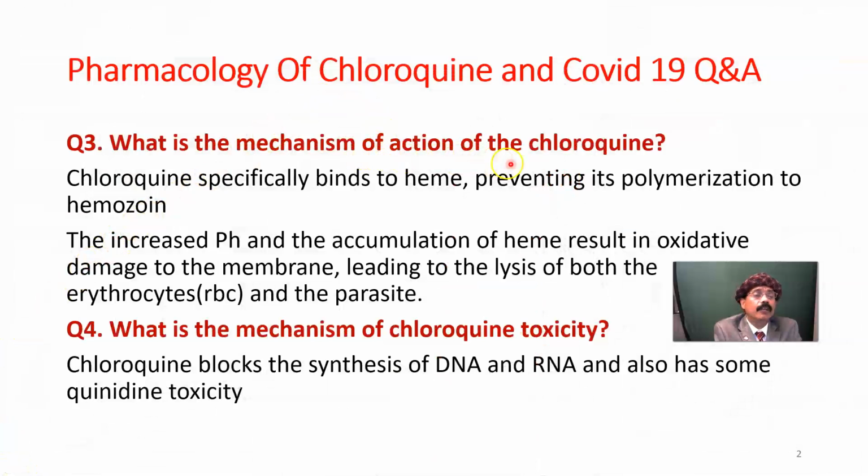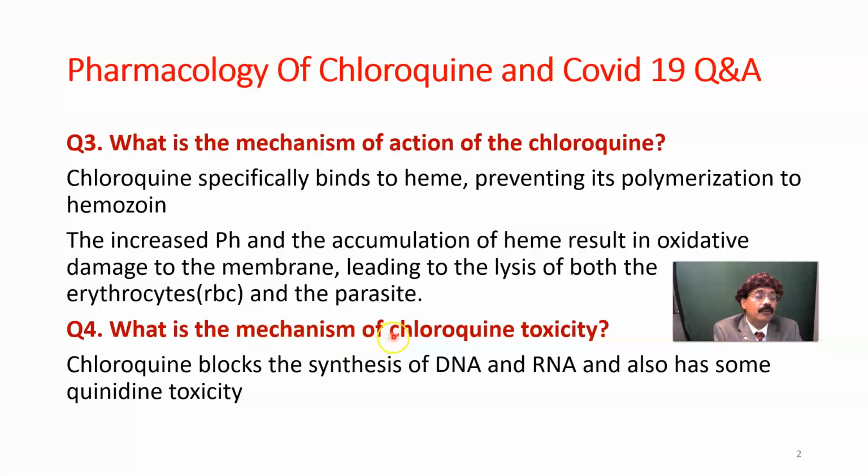What is the mechanism of action of chloroquine? Chloroquine specifically binds to heme. Heme is a part of hemoglobin. Hemoglobin is a part of the RBC that carries oxygen. Chloroquine prevents polymerization of heme to hemozoin; heme cannot be converted into hemozoin. The increased pH and accumulation of heme result in oxidative damage to the membrane, leading to lysis of both the RBC or erythrocyte and the parasite.